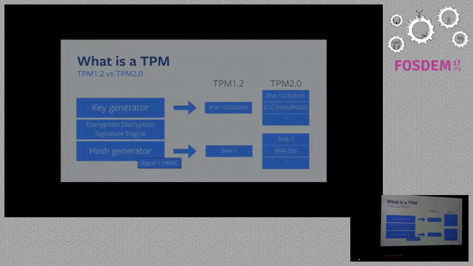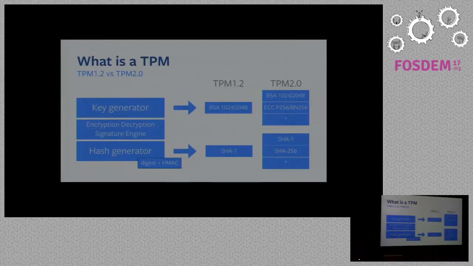Main differences. We have two versions of TPMs, 1.2 and 2.0 are the two existing versions, and TPM 1.2 uses RSA as asymmetric encryption and SHA-1 as the hash function. So this is deprecated, although the use of SHA-1 in the TPM is not affected by the recent vulnerability they discovered. While TPM 2.0 has support for elliptic curve cryptography and SHA-2.